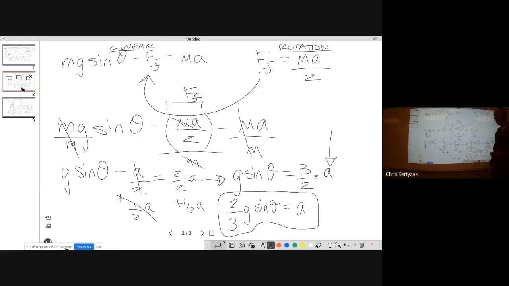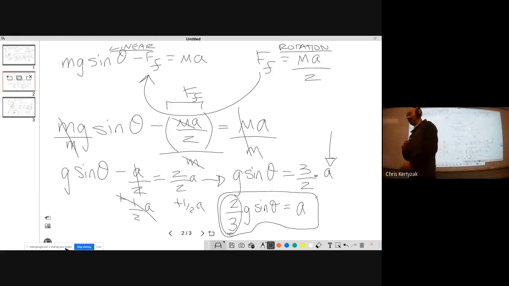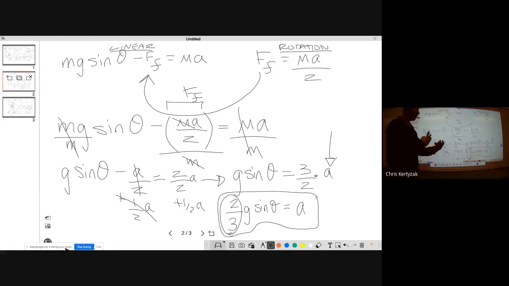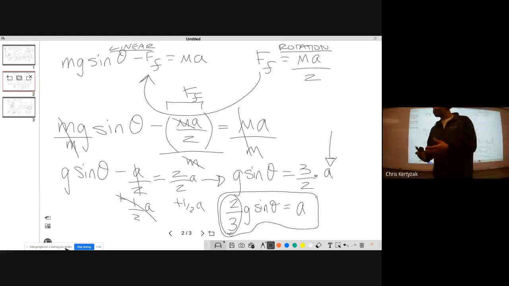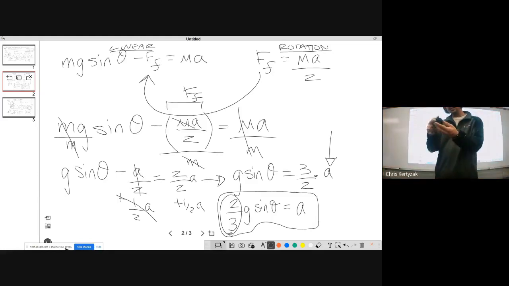Not barely either, because the linear acceleration, again, of the block was g sine theta, and this is only 2/3 g sine theta, 66% of that. Why is that? And that's why I'm not going to get into a lot of it now, because that's a whole nother lesson during break. But rotational energy is essentially relating to how rapidly this thing rotates and how much rotational inertia it has.